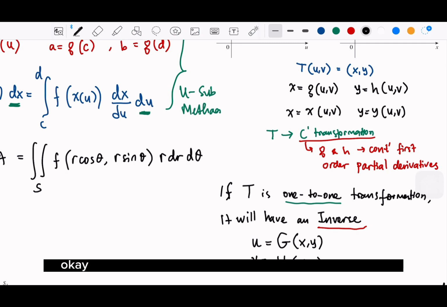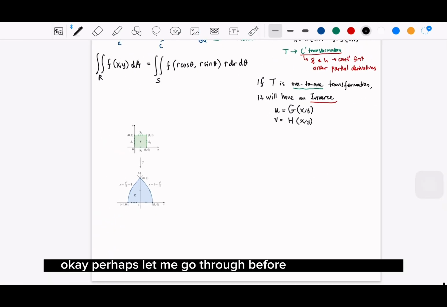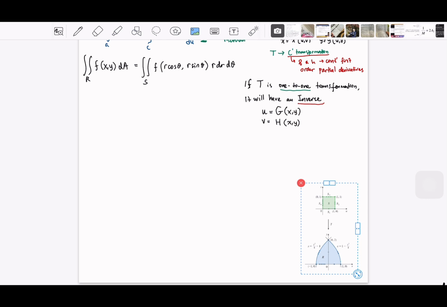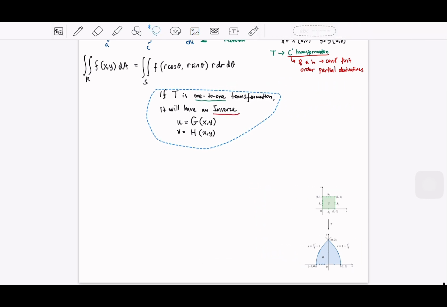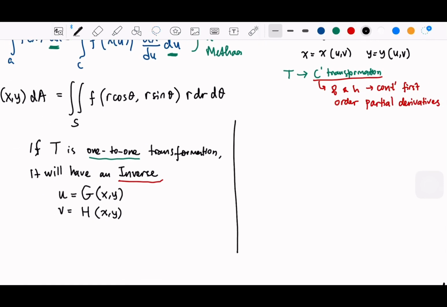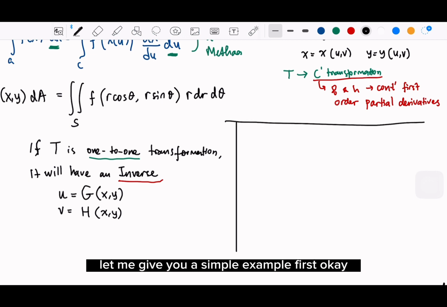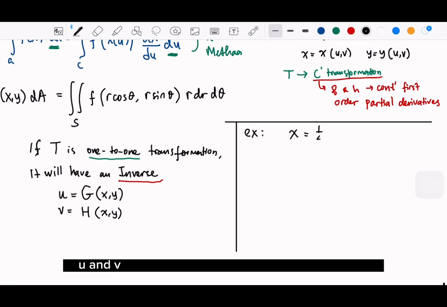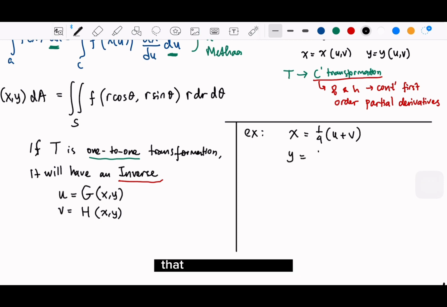Okay, perhaps let me go through, before we deal with this one maybe here. Let me write a little bit to the left here. Let me give you a simple example first. Okay. Let's say we have a relation between x as a function of u and v. So let's say this is u plus v, and then we have y, that is u minus v, okay?